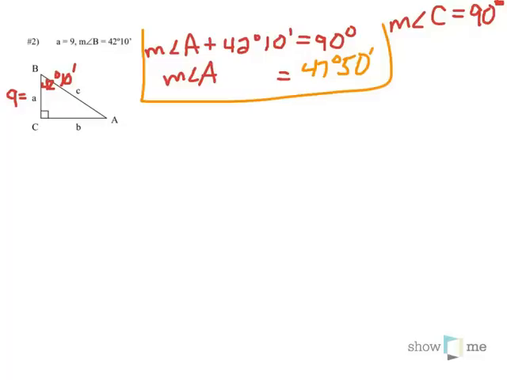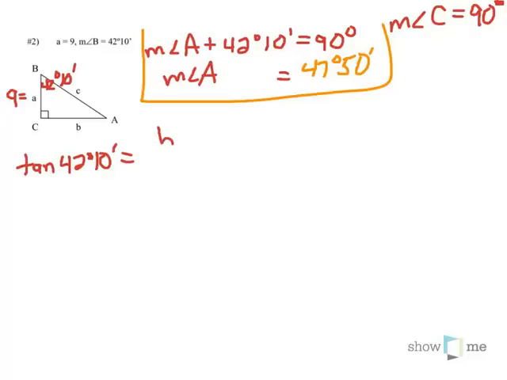So relative to 42 degrees 10 minutes, side B is the opposite leg. Side A is the adjacent leg. I want to use A because it has a number, 9. Anytime you make an equation, you're hoping to only have one variable. So what trig function uses both legs? That's tangent. So tangent of 42 degrees 10 minutes equals the opposite leg over the adjacent leg.